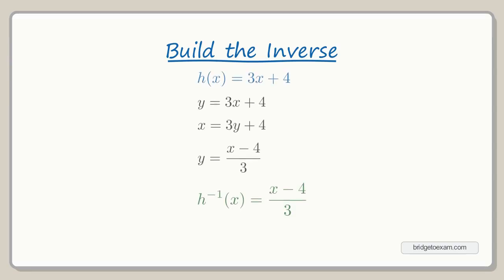For an inverse, reverse input and output, let h of x equal 3x plus 4. Write y equals 3x plus 4, swap x and y, and solve for y. The inverse is x minus 4 all over 3. A quick check gives h of h inverse of x equals x.